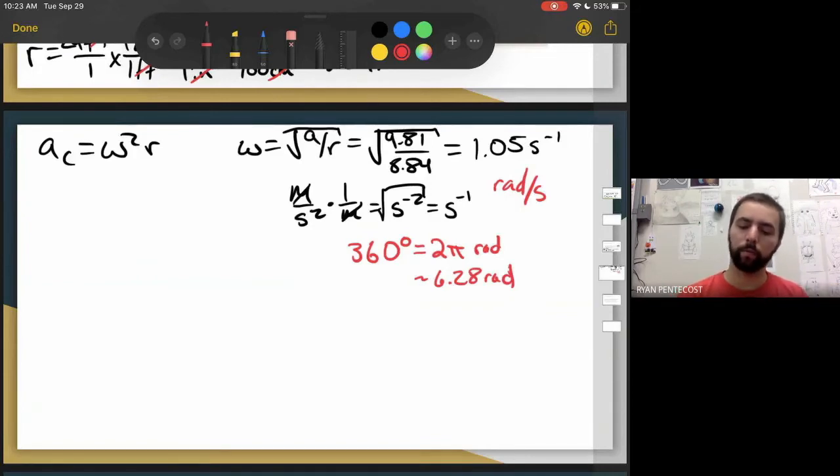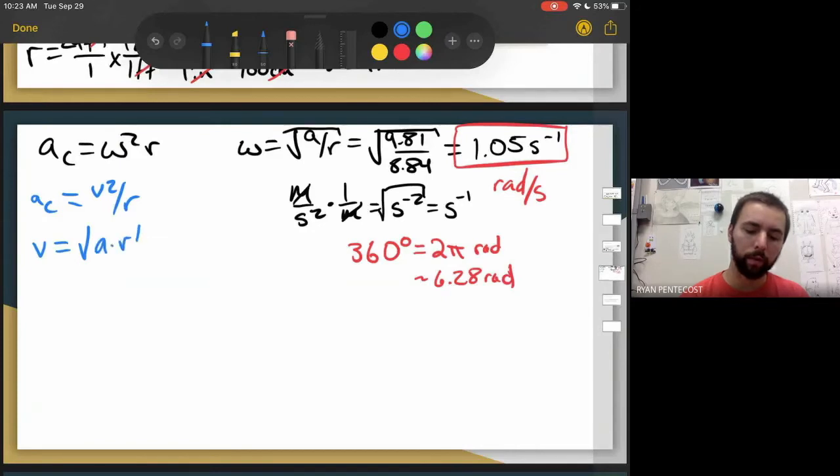Now, that also seems kind of slow, but we can actually find out, just to prove that this is not some nonsense answer, what the velocity of that would be, right? So if we look at a_c equals v squared over r, v would be the square root of a times r, which if we did that, we have the square root of 9.81 times 8.84, 9.31 meters per second.